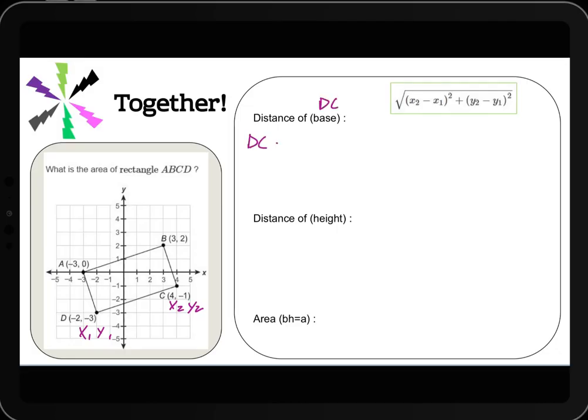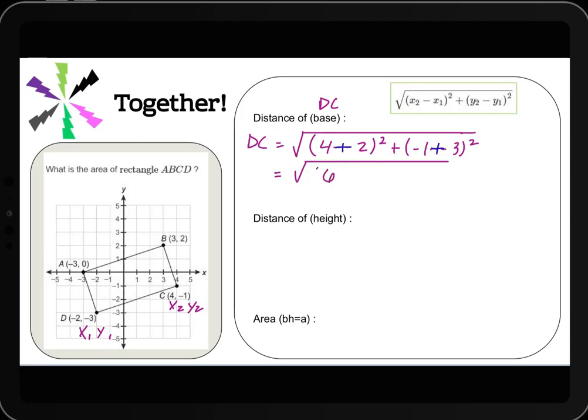So DC is going to equal the square root, and here we have x2 is 4 and x1 is -2, so (4 minus -2) quantity squared plus (-1 minus -3) quantity squared. Remember that negative of a negative is positive, so I can fix that up right away. Now what I get is 6 quantity squared plus 2 quantity squared. That gets me 36 plus 4 under the square root, so the distance is going to be the square root of 40.